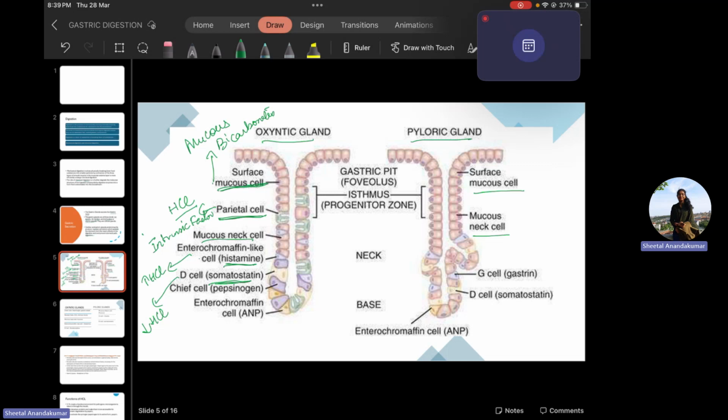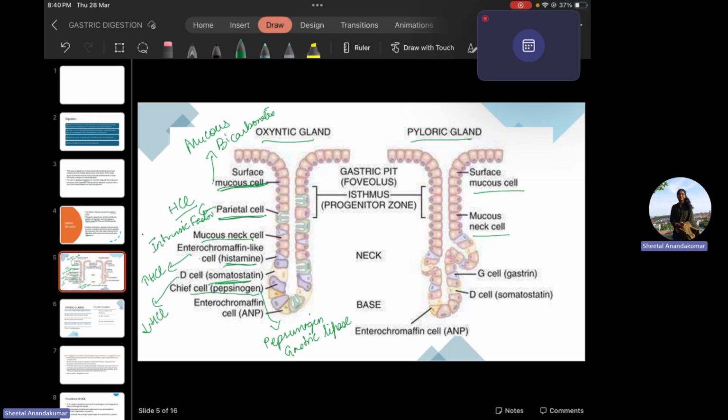Then we have chief cells. These chief cells are mainly involved in production of pepsinogen, which is a proteolytic enzyme for digestion of proteins, and the chief cells also secrete gastric lipase. So that's basically the oxyntic gland.